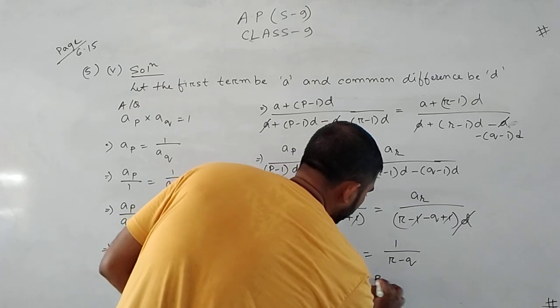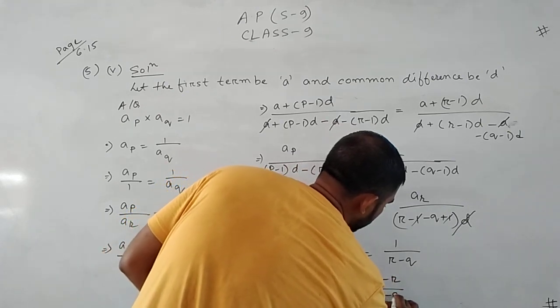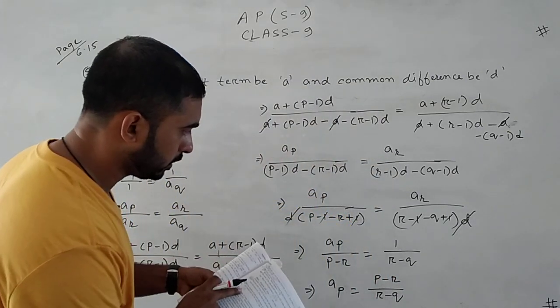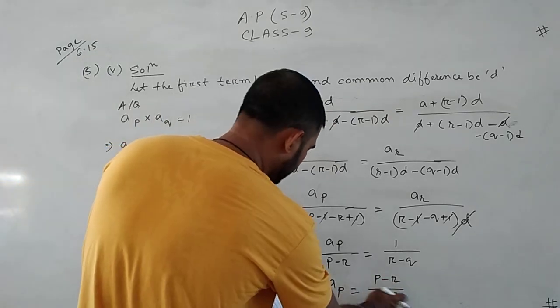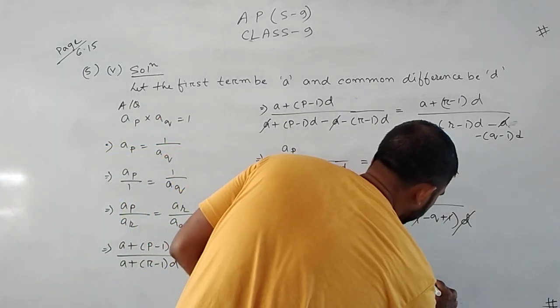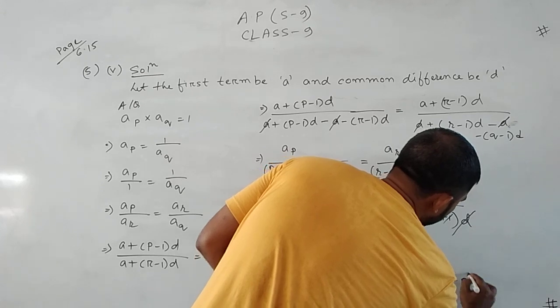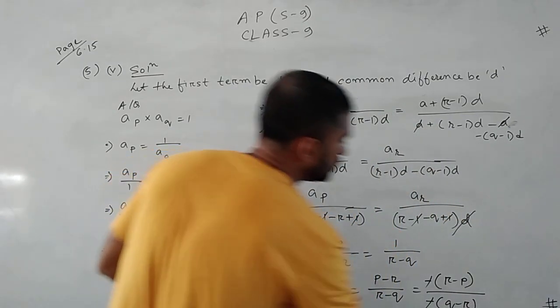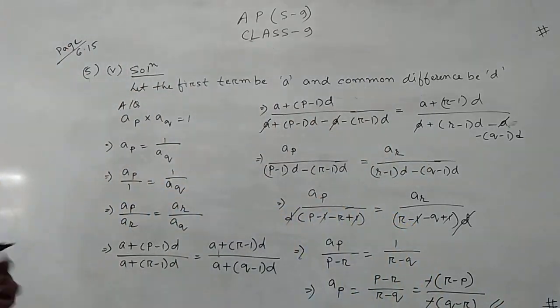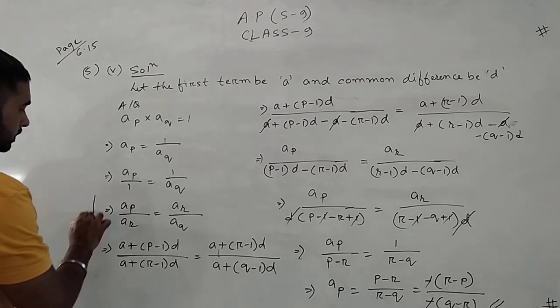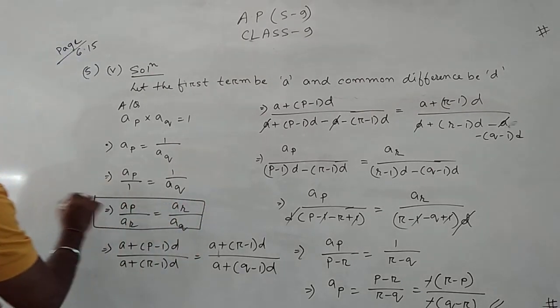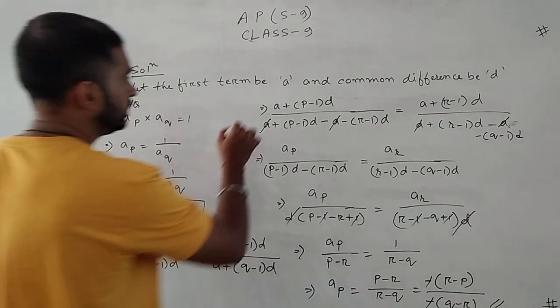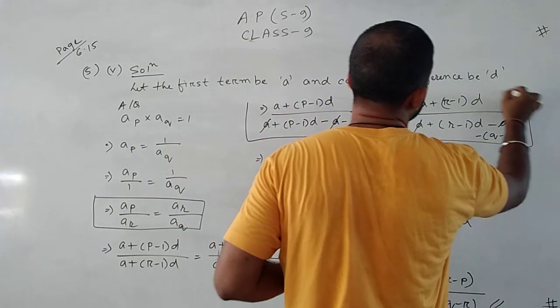AP is (p minus r) by (r minus q), but the question is to prove that the pth term equals (r minus p) by (q minus r). So if I change the places, minus will be common, minus plus cancel, so we got the answer, AP equals (r minus p) by (q minus r). So here in this question, see, this is the important step and this is the important step.